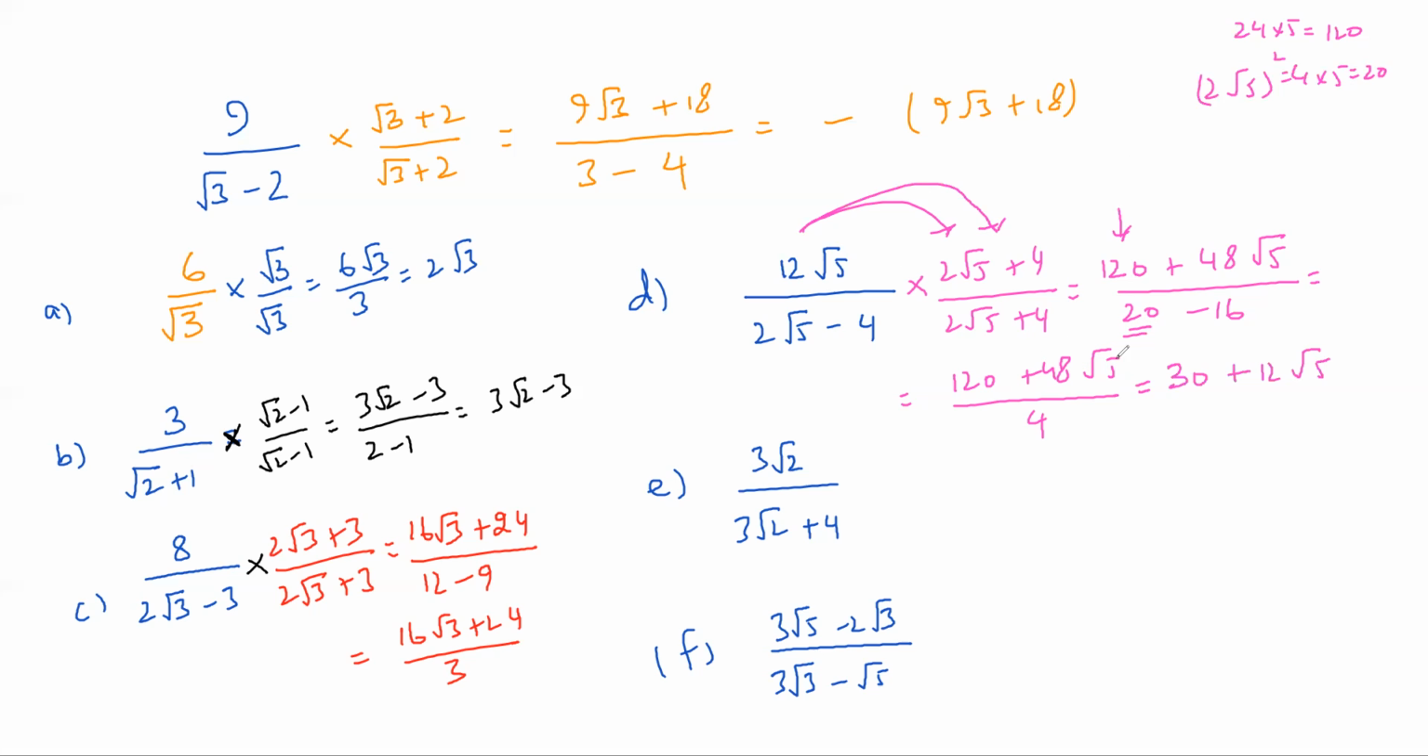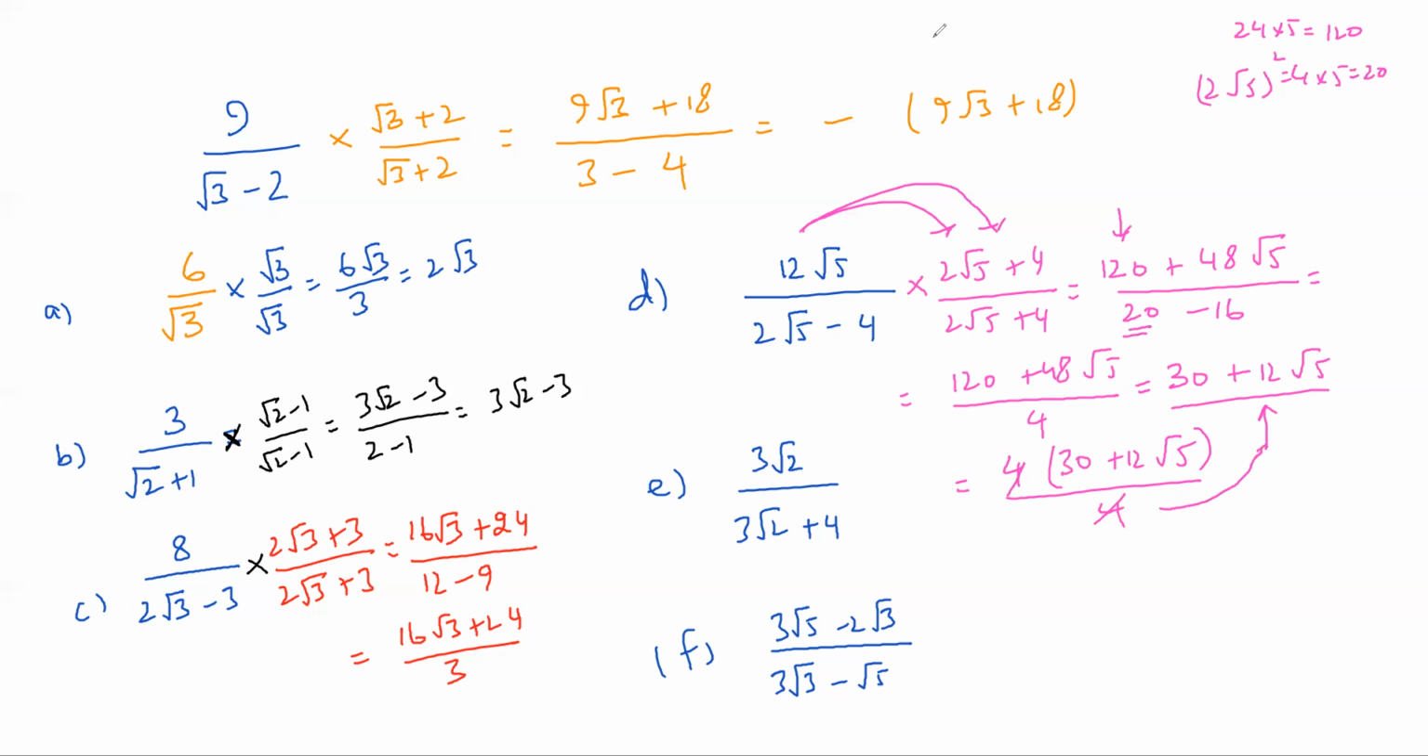Okay. And then I just wrote this 20 minus 16, 4 over here. If you want me to write it like this, if I take 4 common from the numerator, this becomes 30 plus 12 under root 5 over 4. So these 4s are cancelled. So you get this answer, which is 30 plus 12 under root 5. Okay.